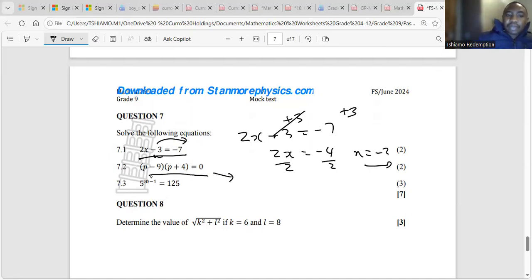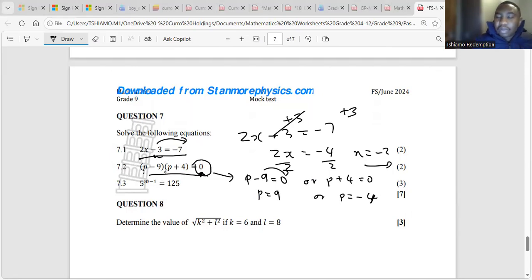This one is just straightforward. Already the equation is equal to 0. So we are applying the zero factor rule. You equate each bracket to 0. So p minus 9 equals 0, or p plus 4 equals 0. Transpose: p is 9, or p is -4. There's no need to expand. As long as here it's a 0, there's no need for you to do the FOIL method. You just equate each bracket to 0.